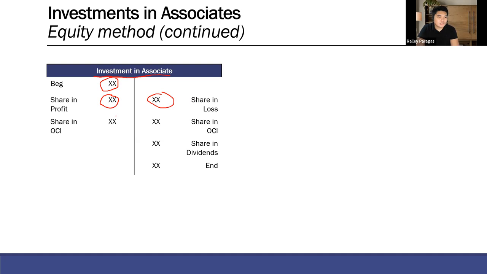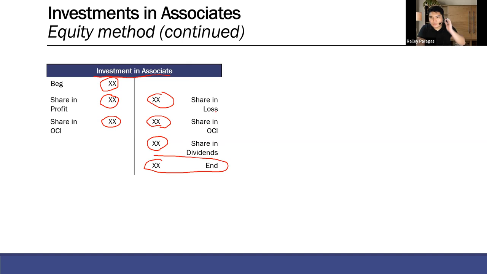And then additionally, sabi nga natin, any change in the equity. So kapag may mga OCI changes din yung investee mo, you also adjust your investment in associate balance. So you recognize a share in the OCI kapag may other comprehensive income. Pero kapag may other comprehensive loss, i-deduct mo sa investment in associate balance mo at the investor level. And then secondarily, kapag may share ka in the dividends, kapag nag-declare and nag-pay out ng dividends yung investee, you deduct that from the investment in associate balance. So dun sa T account mo, lalagay mo yan sa credit. And then eventually makukuha mo yung ending balance, which lalagay mo sa credit balancing amount dito.